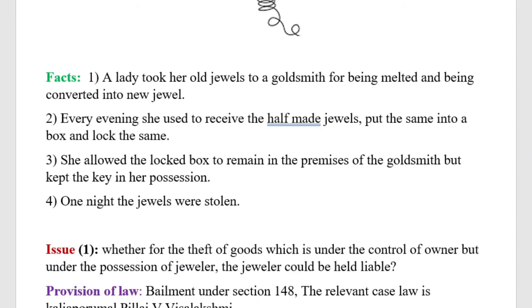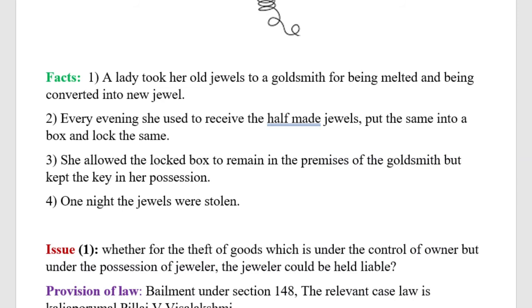As you know, what is meant by bailment? Here, a bailment consists in the delivery of goods, that is, movable property, by one person to another. That is, generally by the owner to another person for some purpose. So that is the concept of bailment.